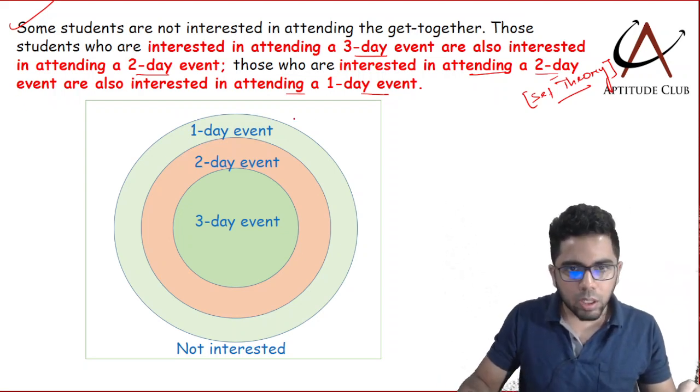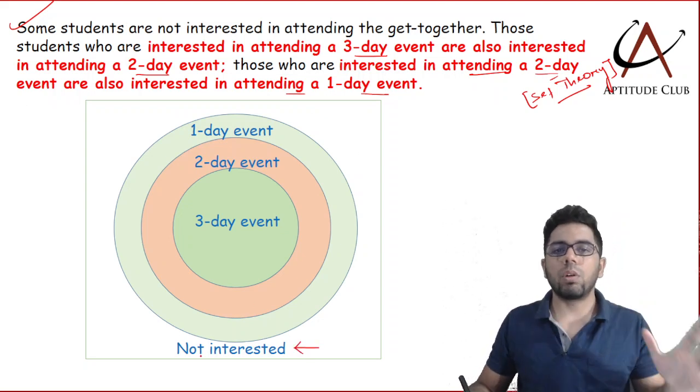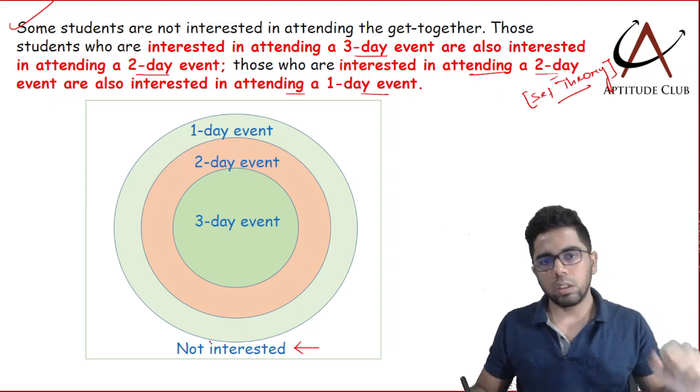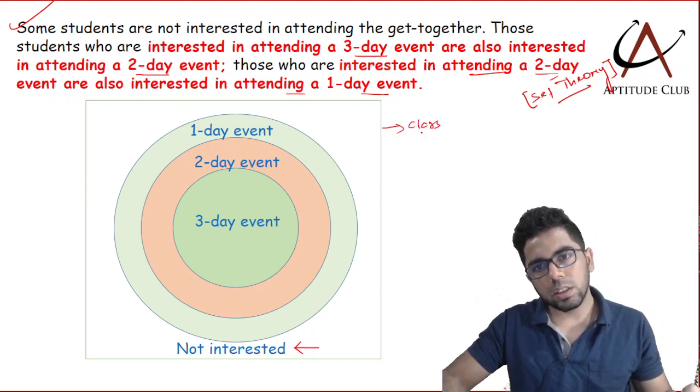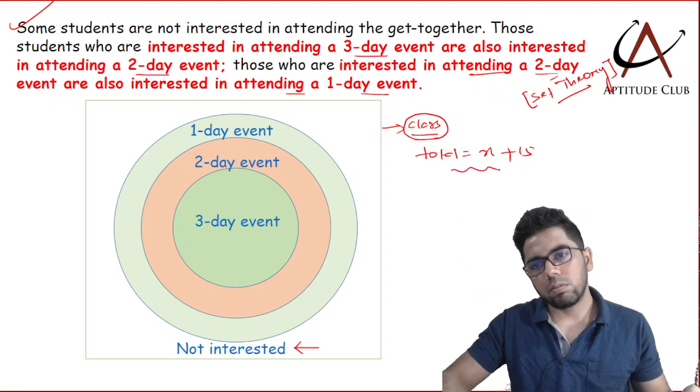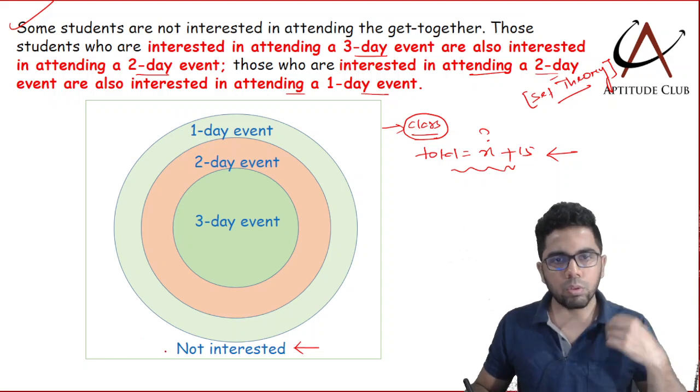So this outer rectangle represents people who are totally not interested. They don't want to come, but they do belong to the class. So let us say this outer thing is my class. And what is my class total? X boys and 15. We don't know the value of X, that is what we have to find at the end. But class total is X plus 15. And there are some people who are totally not interested.